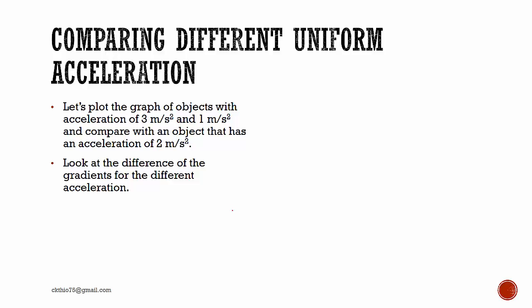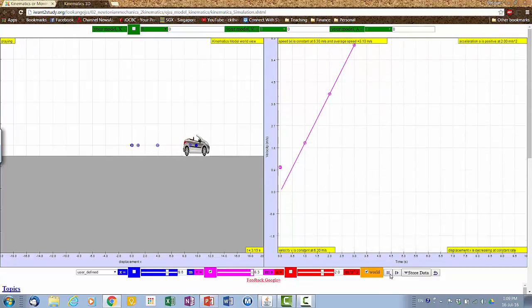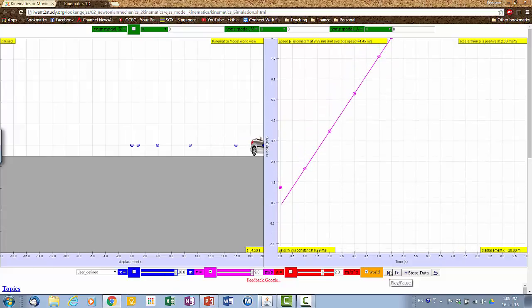Let's use a simulation. Let's have this starting at 0 velocity. The acceleration, let's start from 2 as a comparison basis. Okay, as expected, it will look something like this. It's telling you that the velocity is changing every 1 second, every 1 second, and so on and so forth. So let's store this and let's start again.